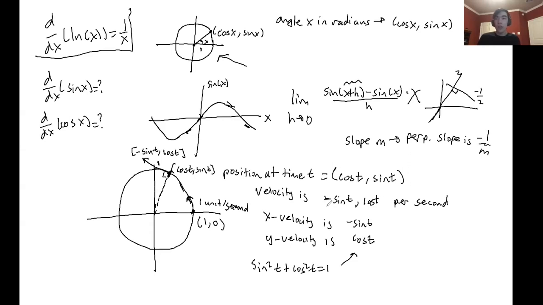So what does this tell us about derivatives? Well, we know that your x position follows the path of cosine of t, and we're given that the velocity of that is negative sine t. And your y position is sine t, and your y velocity is cosine t.